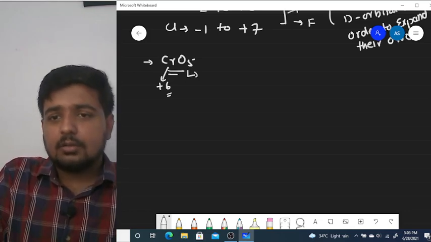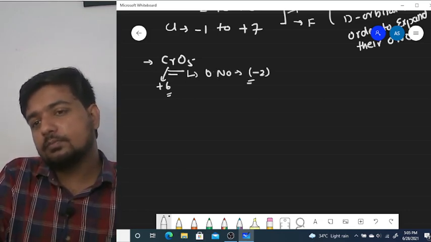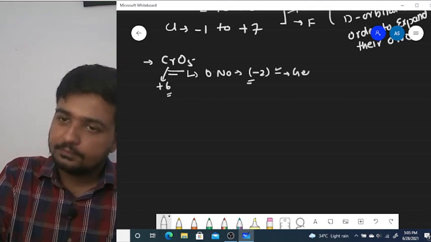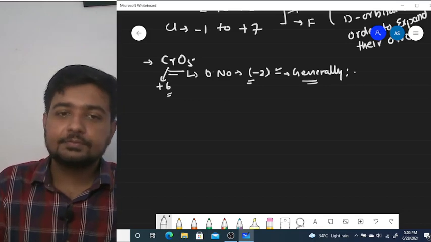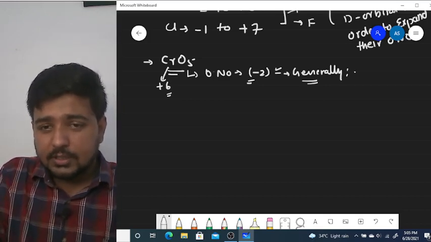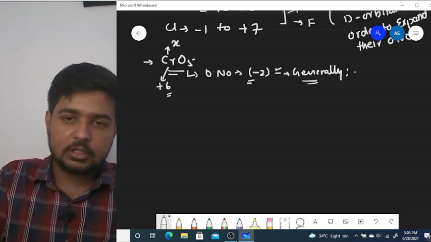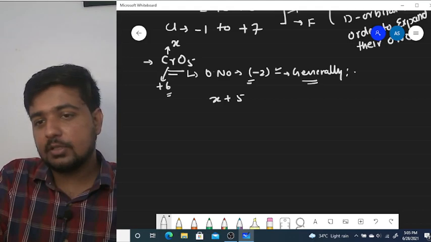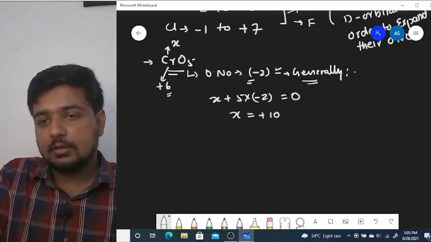Then take the oxidation number of oxygen to be -2. Generally, is it clear? Now, find out the oxidation number of chromium by using this -2. Let us consider the oxidation number of chromium to be x, then x plus 5 into -2 is equal to 0, and x is equal to +10.